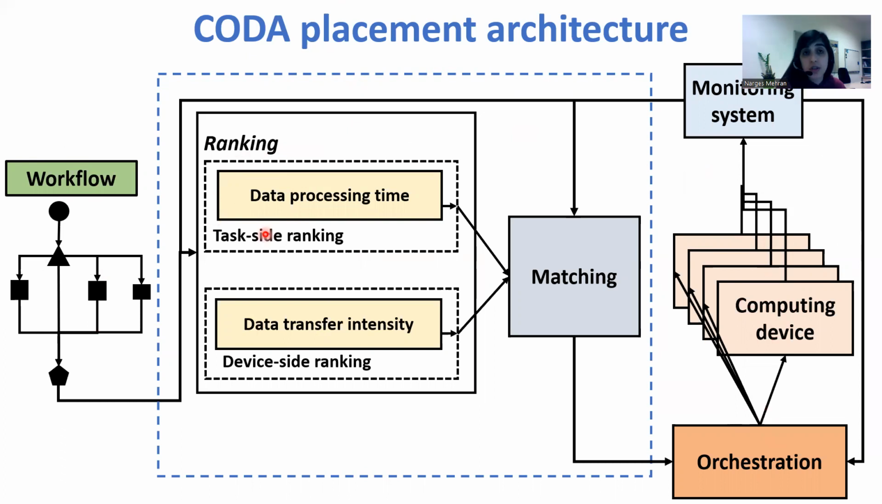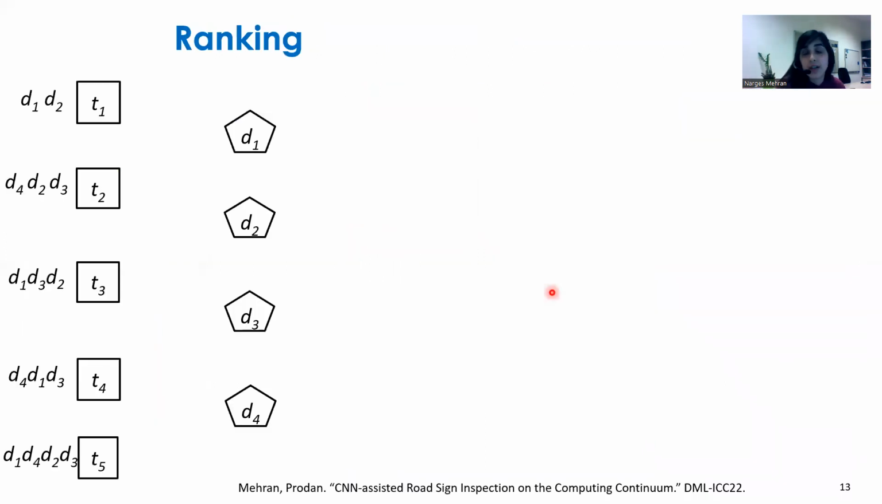Receiving this information, firstly we have the ranking of the tasks and also of the devices. So we considered a game between the tasks of the application and the devices in the computing continuum. And then when this ranking is done, we apply a matching so that these tasks will be matched to specific devices to start their execution later on. Please let me bring a small example for your consideration.